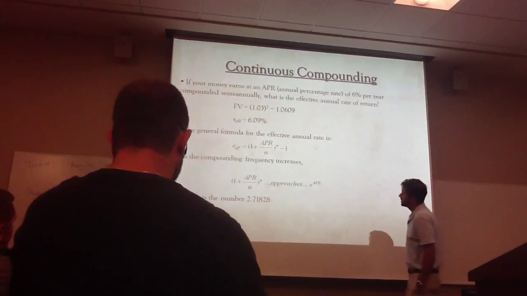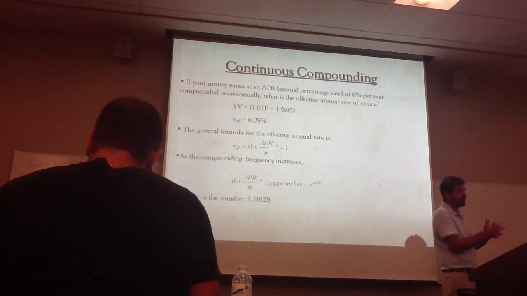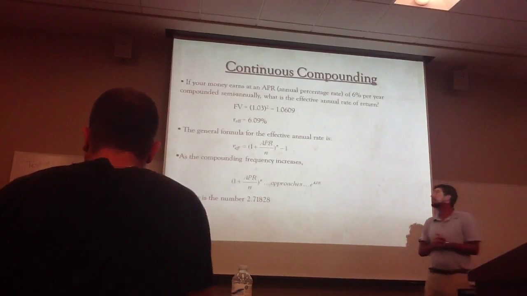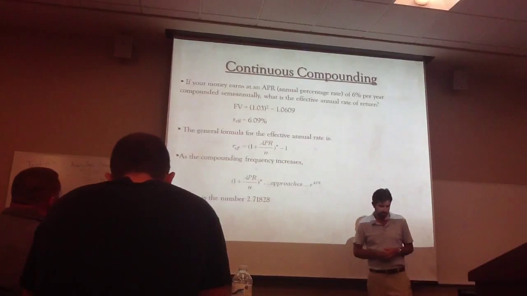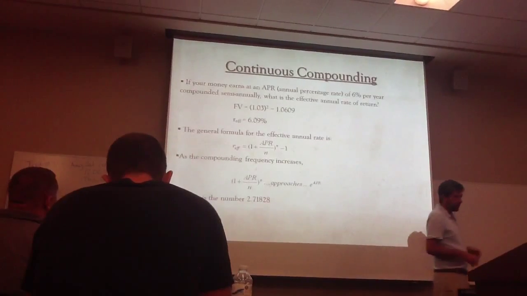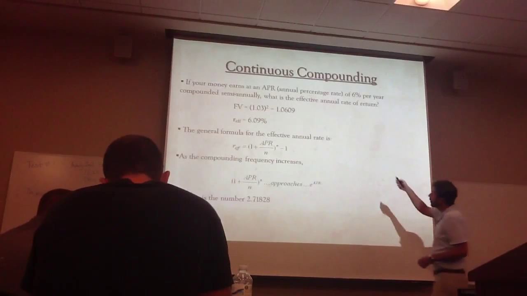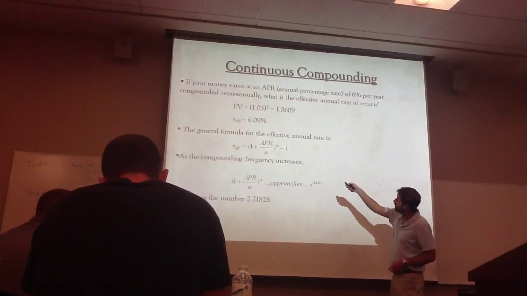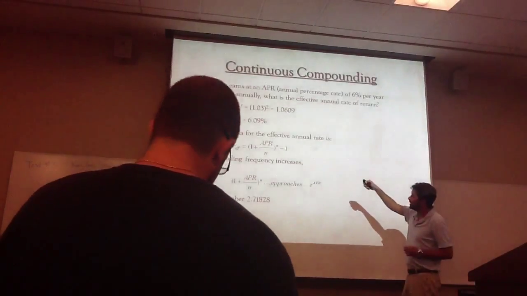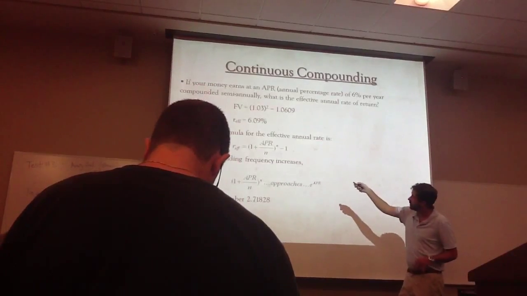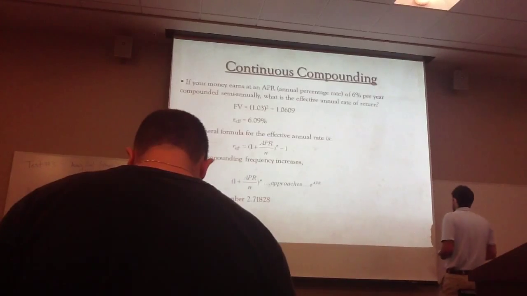All right, so back to some of the stuff that we talked about at the beginning of the class 4 weeks ago. If your money earns an APR, and remember this is an annual percentage rate, of 6% per year, compounded semi-annually, so that just means it's twice. The way that we figure this out is we divide our rate, our 6%, by 2, because we're compounding twice, and this gives us a future value of 6.09%.